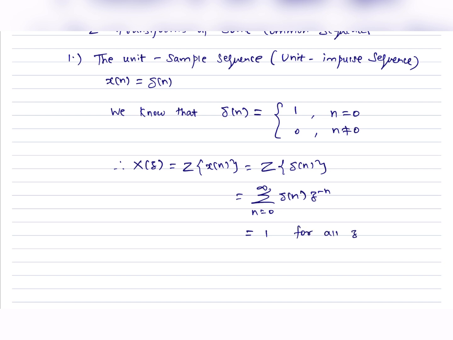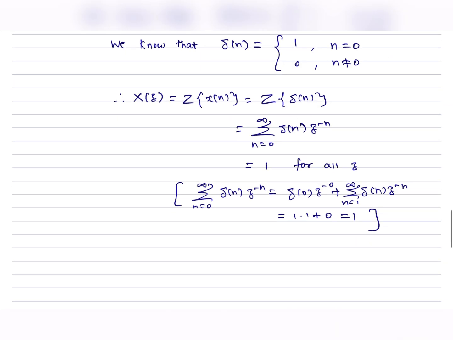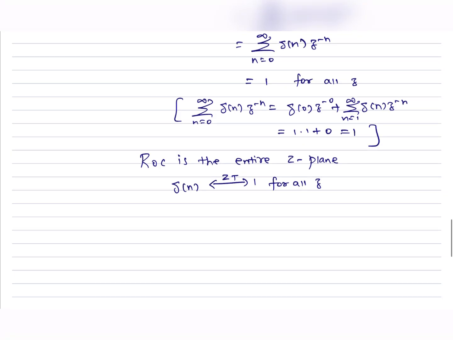Now for n equal to 0 alone, we have the value delta of 0, which is going to be 1, and for the other values it's going to be 0. So you can see very well what happens. Therefore the z transform of delta of n is going to be 1. So the region of convergence is the entire z plane. Delta of n, if you take the z transform, will be 1 for all z.